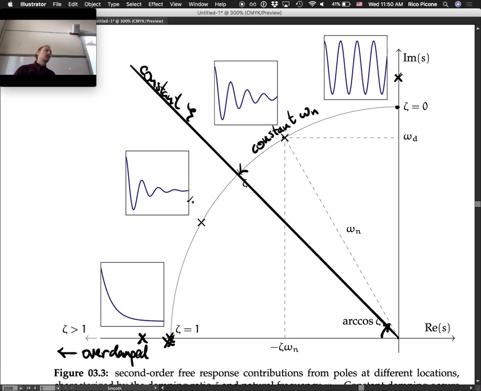We're going to use this a lot when we start controlling systems. We're going to want to say, oh, I want a zeta of 0.2 for my system, so I have to put my pole here. We'll talk more about that later, but it'll help us.